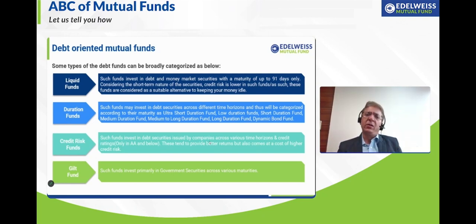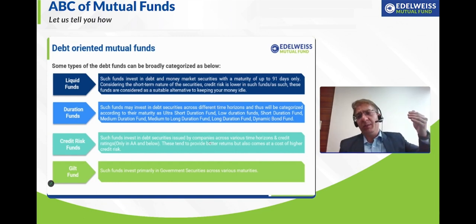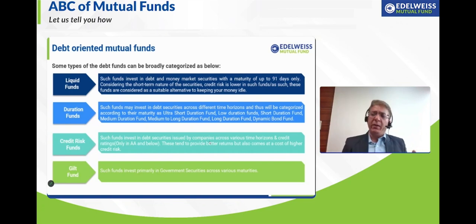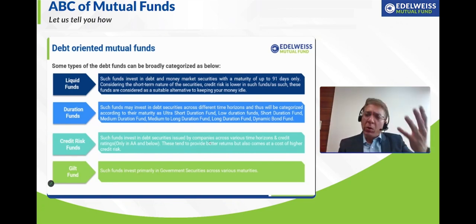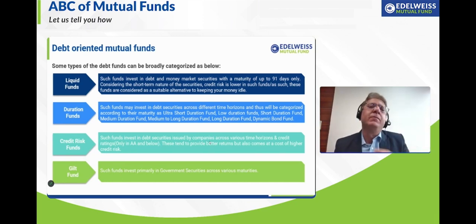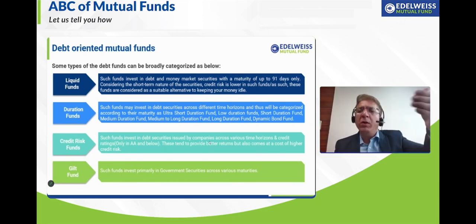Then there are duration schemes. Now duration schemes could be categorized as ultra short, short, medium term, or long term. Ultra short looks at investments up to a period of 1 year. Short term looks at a period between 1 to 3 years. Medium term looks at investments in securities maturing in a period of 3 to 5 years. And long term is predominantly looking at investing into fixed income securities maturing beyond a period of 5 years.